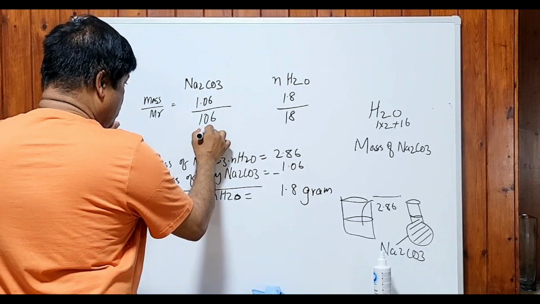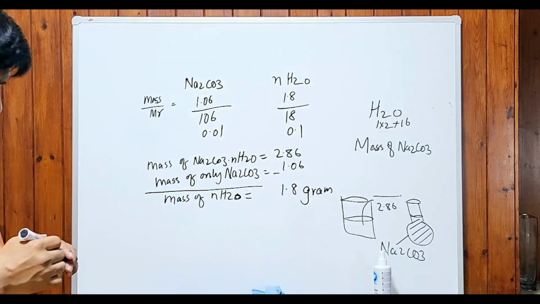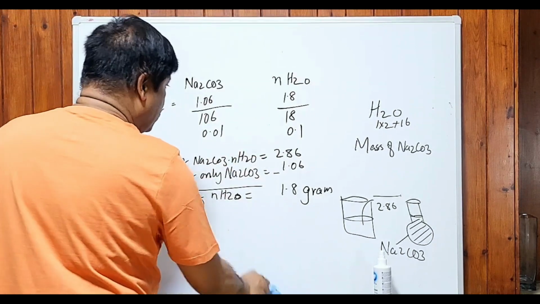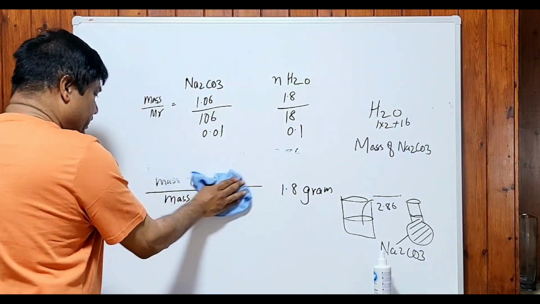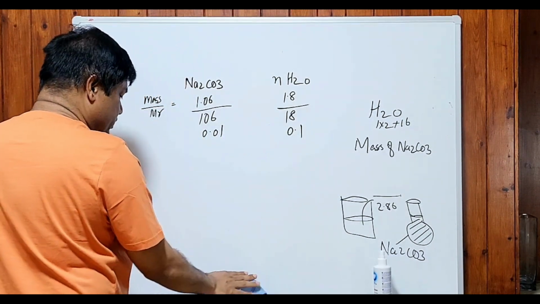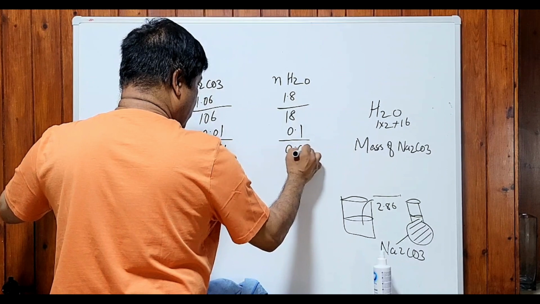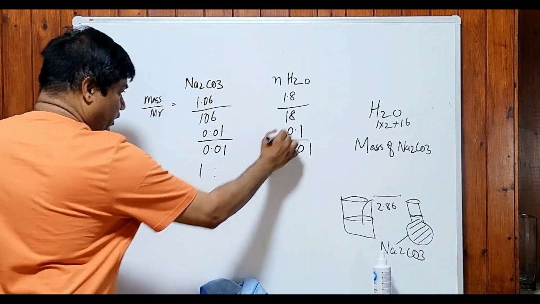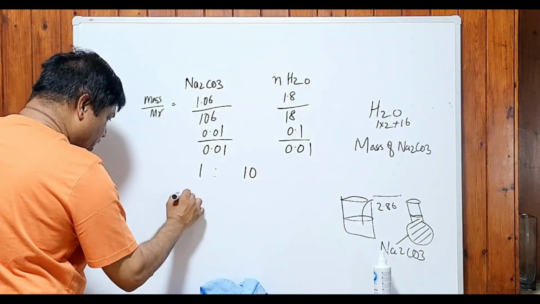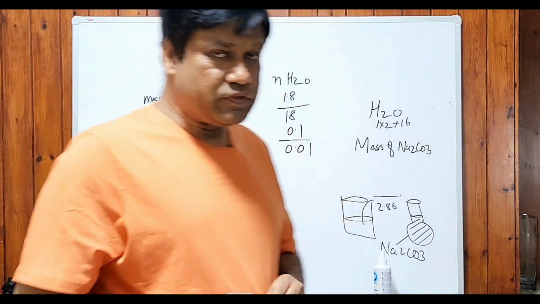Work out. This is 0.01. This is not 0.1. So what's the molar ratio of sodium carbonate and nH2O? 0.01 is to 0.1. Now use the technique of empirical formula: divide these two numbers by the smallest number, that is 0.01 and 0.01. This is 1, this is 10. So what is the number of moles of water molecule attached? n equals 10. That was our question.